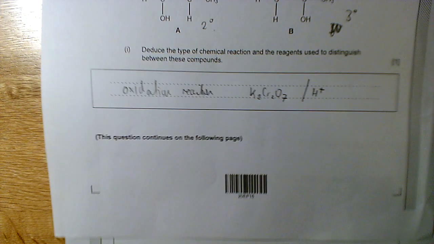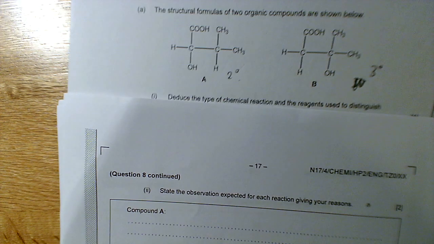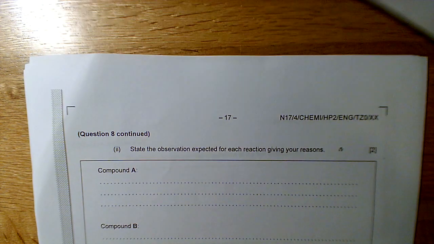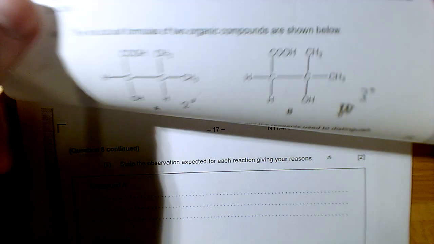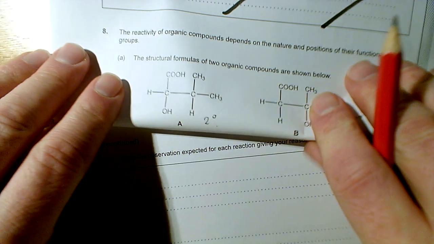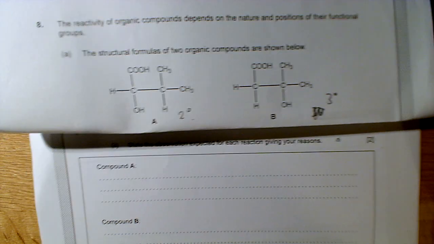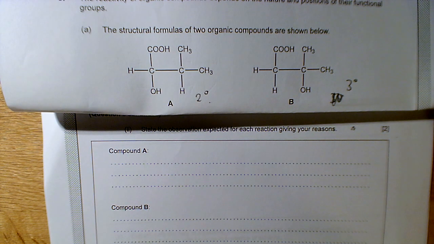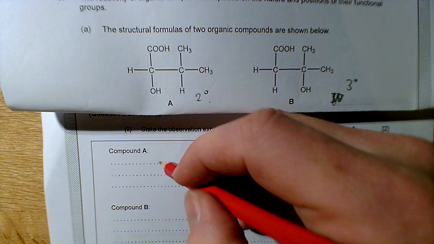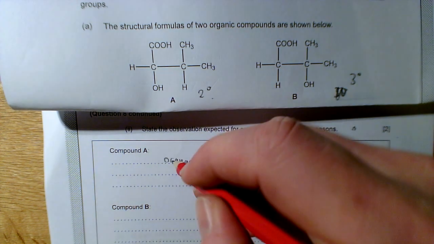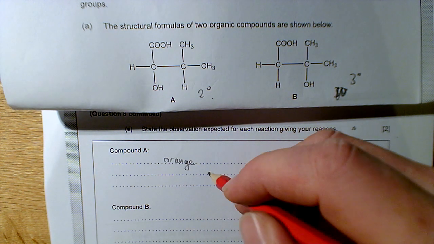Let's see if I can keep that there when I bring up the next question. So there's the 2 reactants again. What would you expect to see for each of them? For the secondary alcohol, you'd expect to see a colour change. Potassium dichromate is orange. It's oxidation number 6. It's an orange compound.